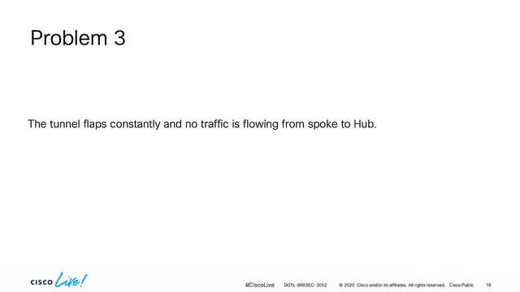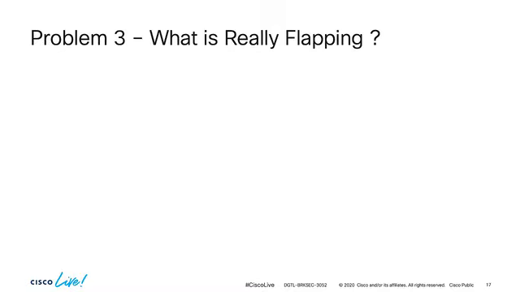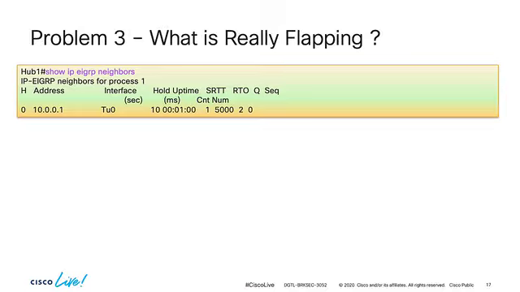Problem 3. The tunnel keeps flapping constantly and no traffic is actually flowing from spoke to the hub. With this kind of problem, it's very important to understand what is really flapping. Is it the tunnel interface which is flapping because of the routing which is flapping, or is it the actual IPsec tunnel which is flapping? So it's really important we figure this out.